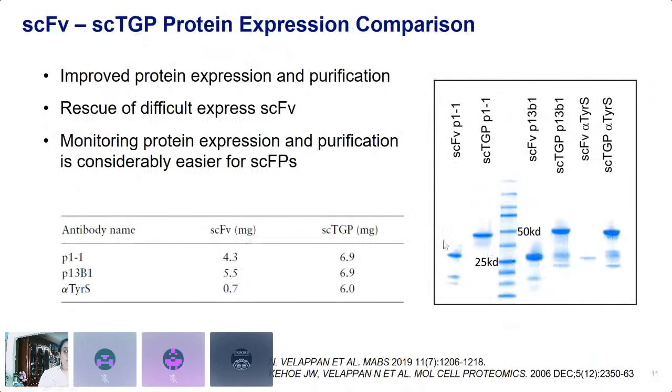The binding assays I showed you before were done with crude extracts. And here I am showing you protein purification and the quantity of protein obtained. For single chains that are quite well expressed, SCTGP still improves the expression level. And if you have problem single chains, so the anti-tyrosine sulfate single chain has aggregation issues, converting them to SCTGP actually rescues the single chain, in terms of stability as well as yield. The antibodies themselves are described in some of our other publications.